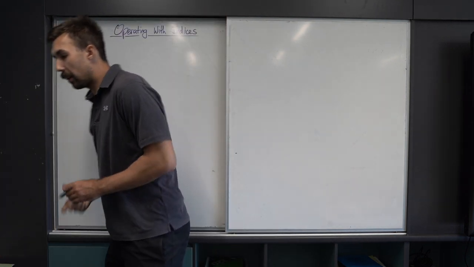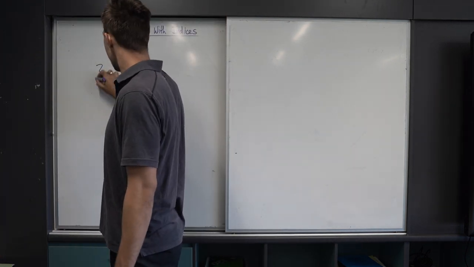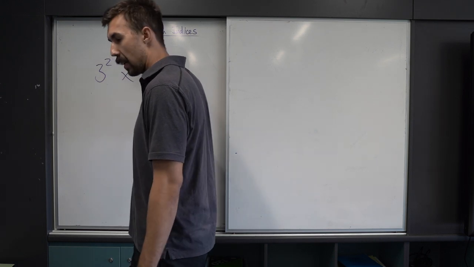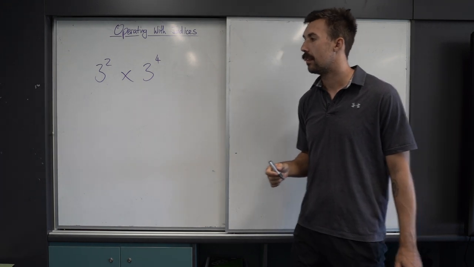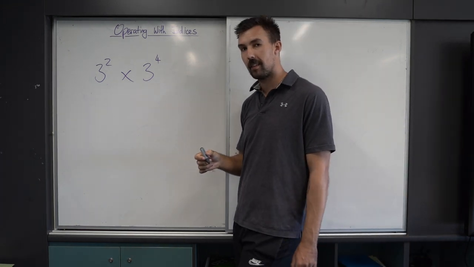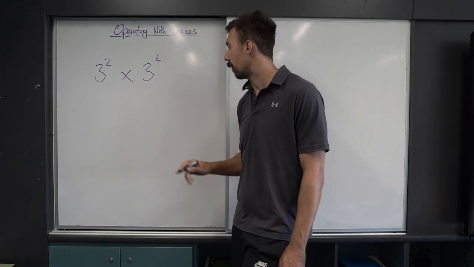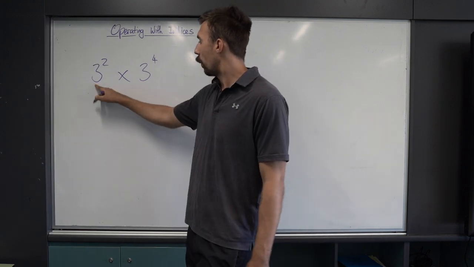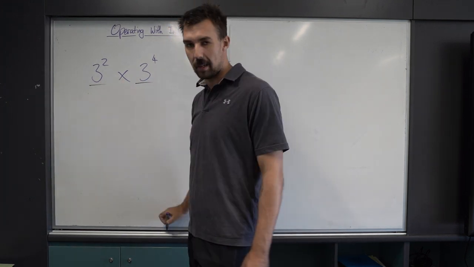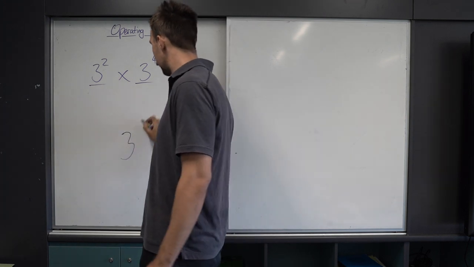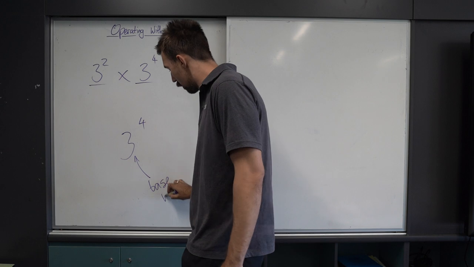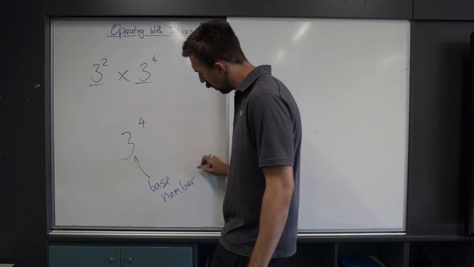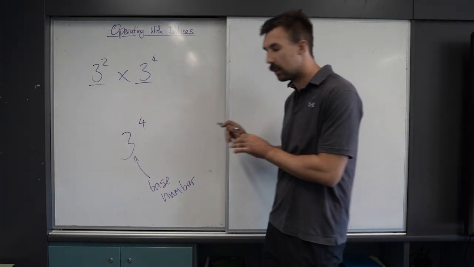Let's have a problem. Let's go the same numbers. We've got 3 to the 2 times 3 to the 4. Here's our first indice law. We're going to call this the base number. So label this. That's the base number. Whatever number it is, that's the base number.